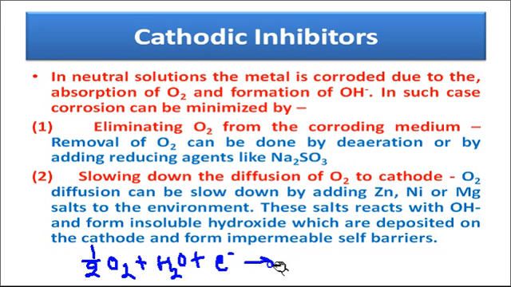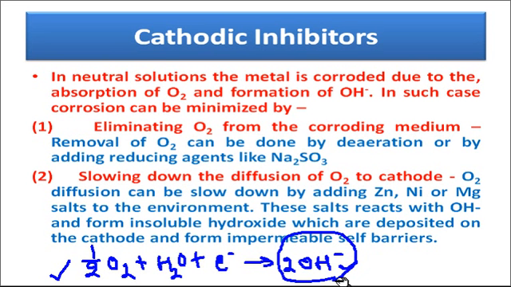Hydroxyl ions are generated. This reaction we will discuss again. Okay, this is the cathodic reaction in the neutral medium: generation of the OH minus ions, hydroxyl ion, and the absorption of the oxygen gas. So if we want to stop this reaction, either we stop the oxygen absorption or we can stop the generation of the OH minus ions.